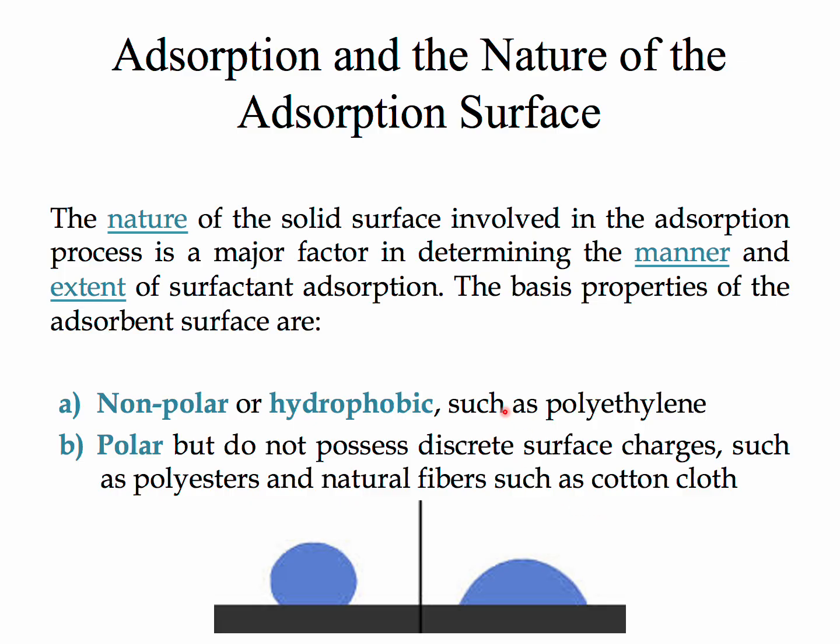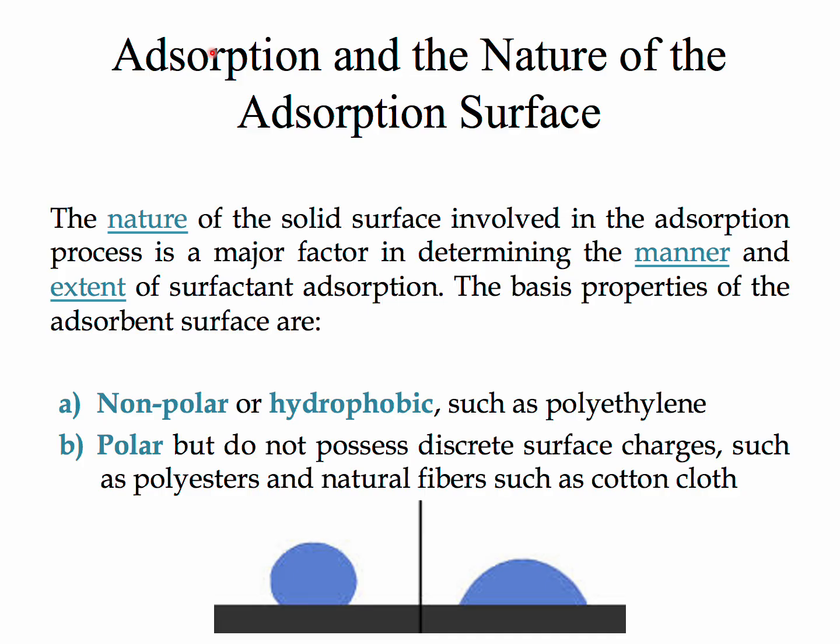Now let's move one step further in our discussion. So far we know that adsorption depends on the interaction between molecules and the surface. So the next important question is, what controls how strong this adsorption is? The answer lies in the nature of the solid surface. This is a very important factor because it determines both the manner, which refers to how adsorption occurs, and the extent, which refers to how much adsorption takes place.